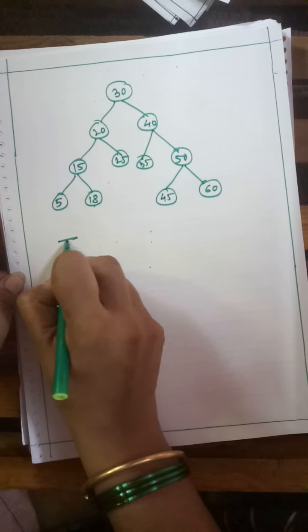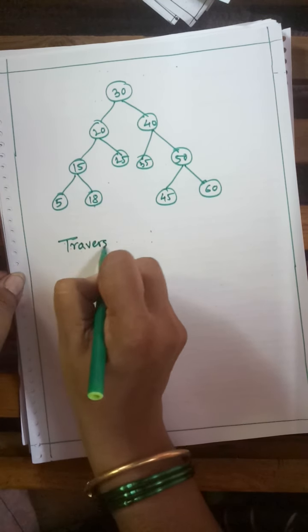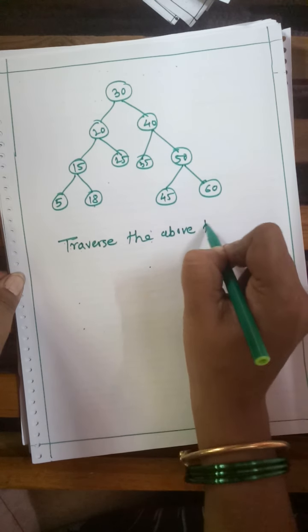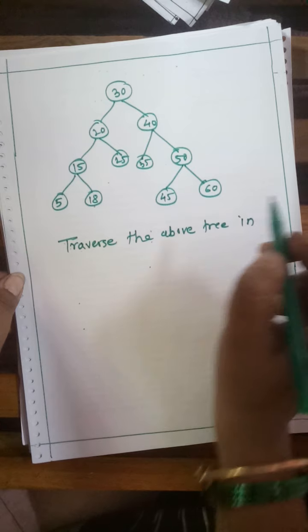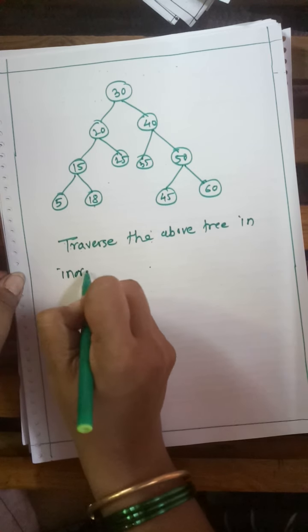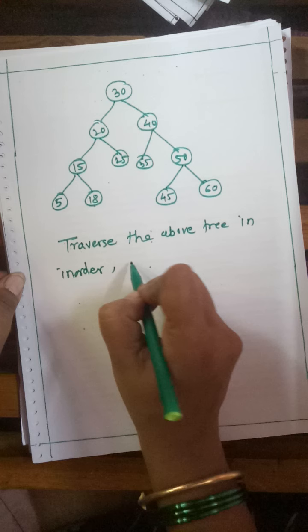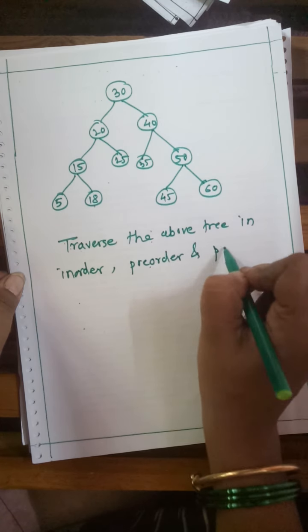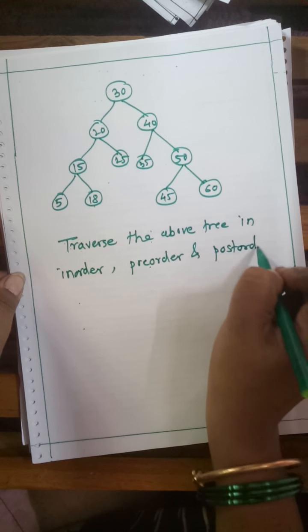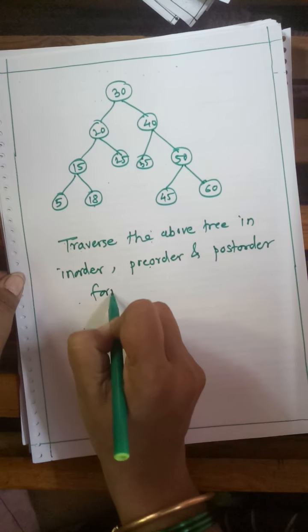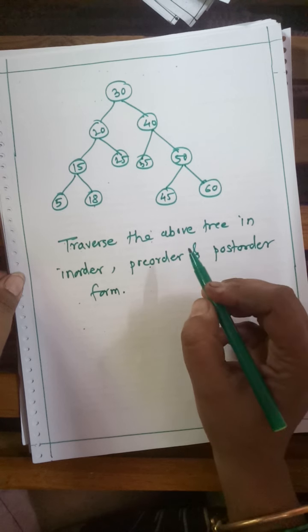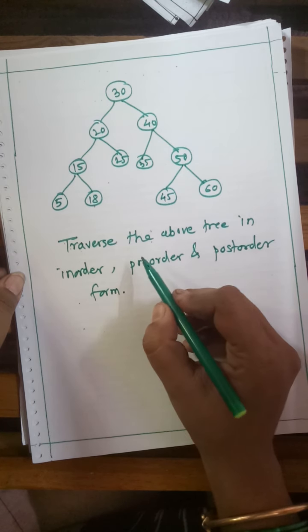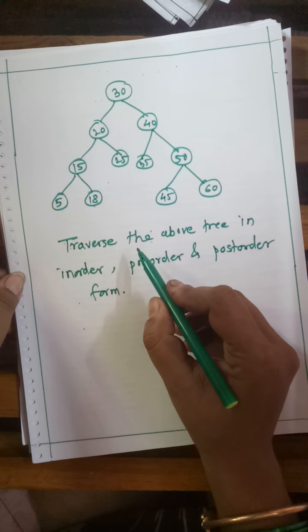So traverse the above tree in in order, pre-order and post-order form, and send the result to the mobile.